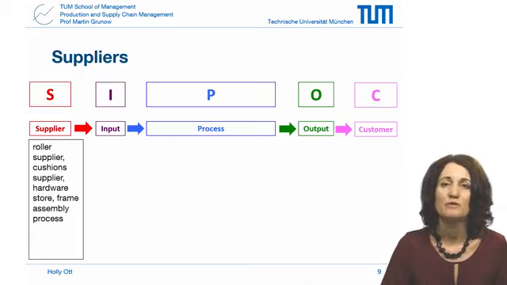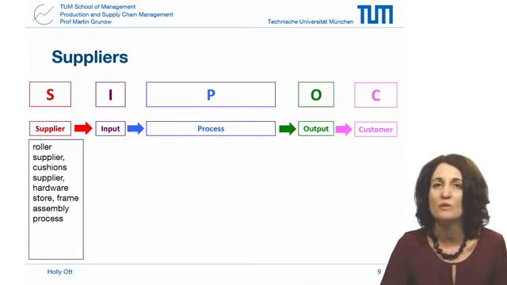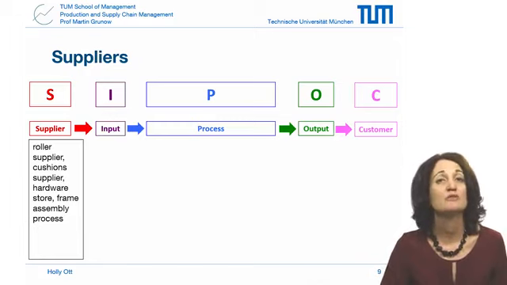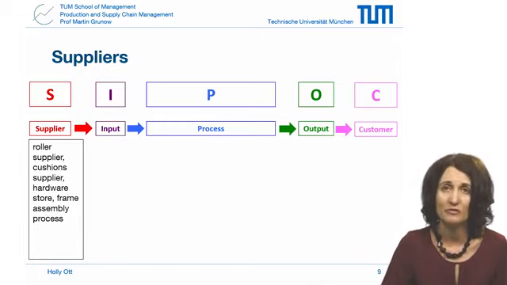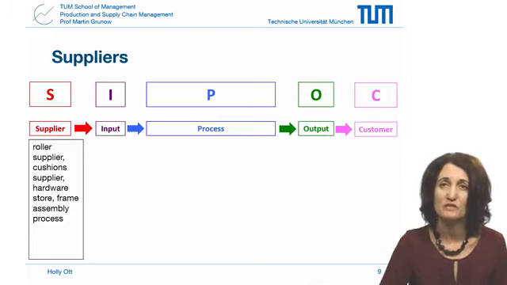In this example, the suppliers for the office chair assembly process are those who supply the components, such as the wheels and the cushions and the nuts and the bolts. But also you have the chair frame, a partially assembled part of the chair, and that might actually come from a different part of the factory as the output of another process.